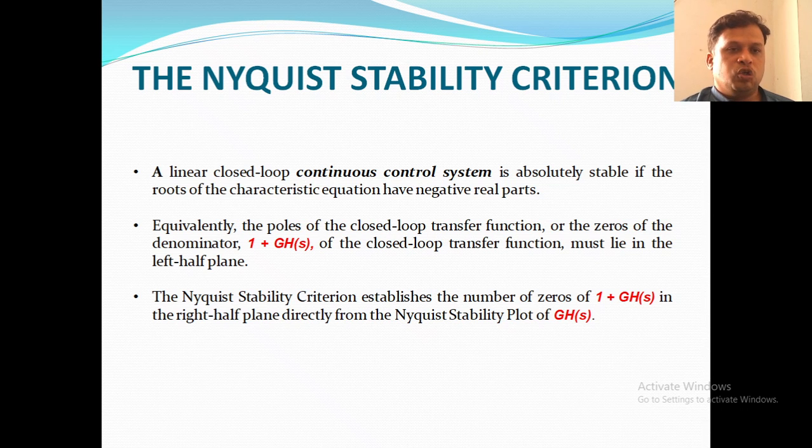A linear closed loop continuous control system is absolutely stable if the roots of the characteristic equation have negative real parts. Equivalently, the poles of the closed loop transfer function, or the zeros of the denominator 1 plus G into H of s of a closed loop transfer function, must lie in the left half plane. The Nyquist stability criteria establishes the number of zeros of 1 plus G into H of s in the right half plane from the Nyquist plot of G into H of s.